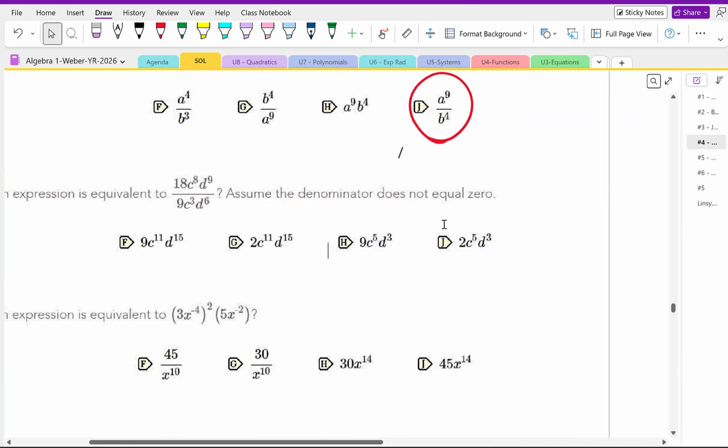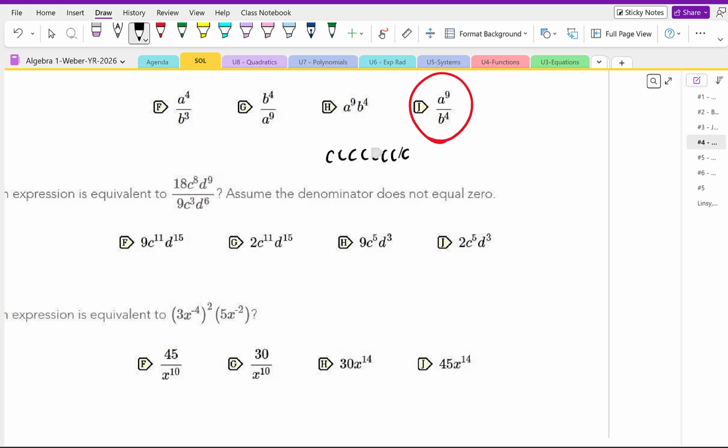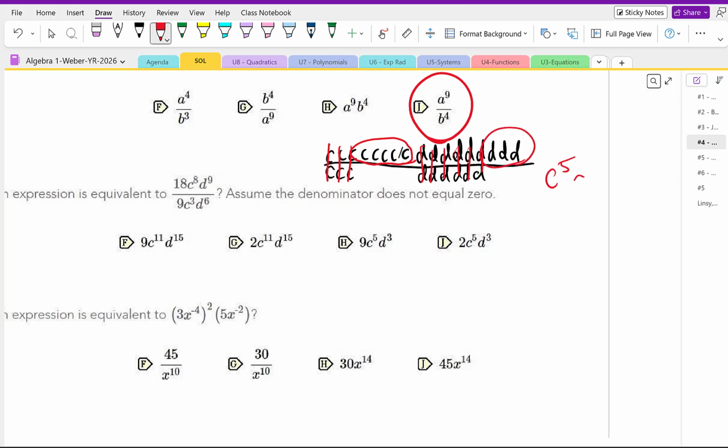Okay, if I'm doing it by hand, I know that there's 8 C's on top. 1, 2, 3, 4, 5, 6, 7, 8. 9 D's on top. 1, 2, 3, 4, 5, 6, 7, 8, 9. I think I forgot one. Yep, okay. And then on the bottom I have 3 C's, 1, 2, 3, and then 6 D's. 1, 2, 3, 4, 5, 6. And then I'm going to cancel. So I have nothing left over in the bottom. On top, I have 5 C's and 3 D's.